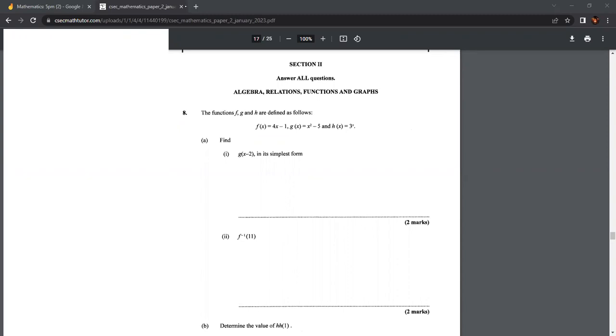This session, we're still looking at the January 2023 paper. However, we're going to go topic by topic in great detail, so you could always go over other questions or other papers to understand it. Now, functions and relations.